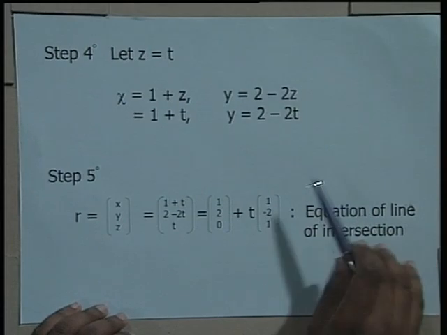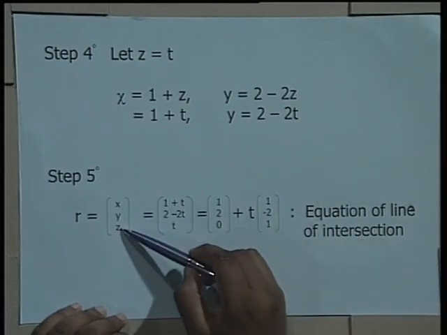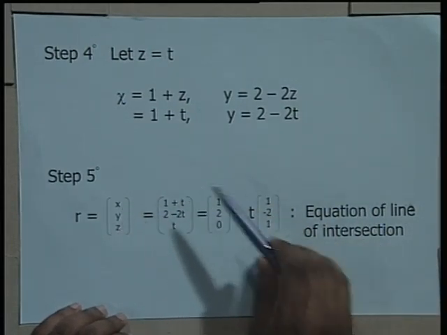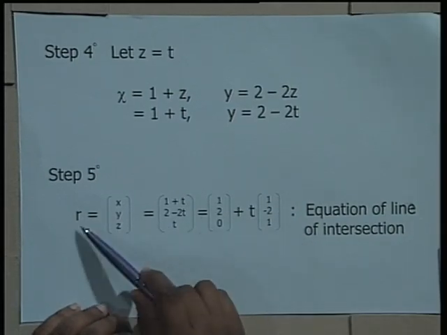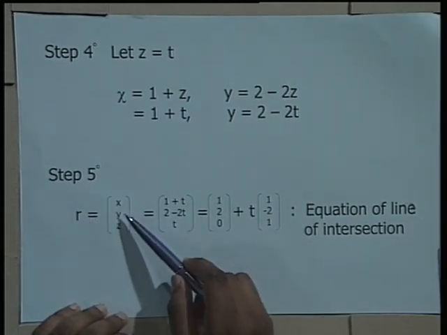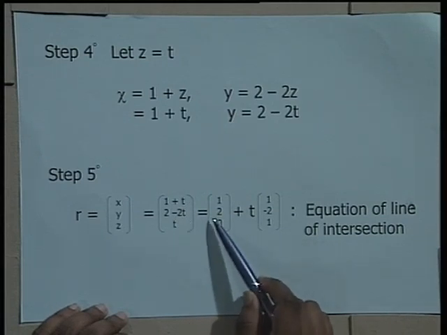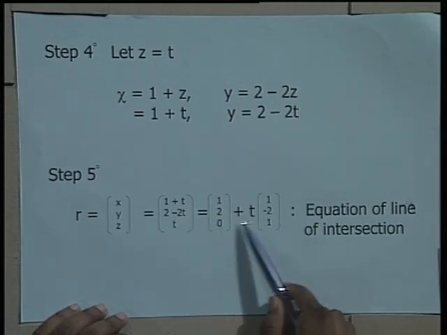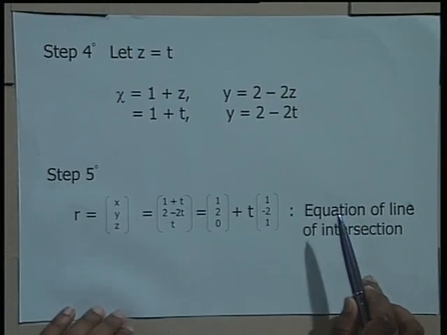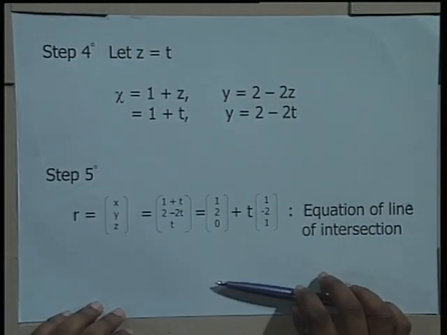So we would replace x, y, and z in terms of t in r to obtain r equal to (x, y, z), or (1 + t, 2 - 2t, t). Separating them into two column vectors, we obtain the equation of the line of intersection.